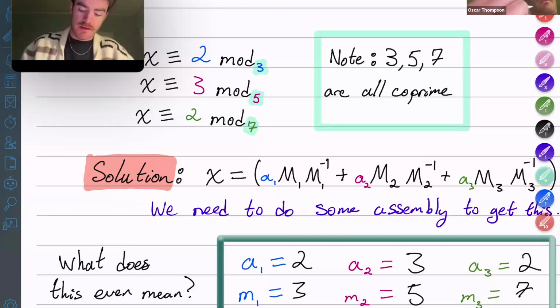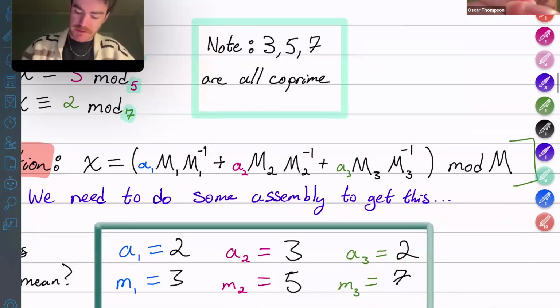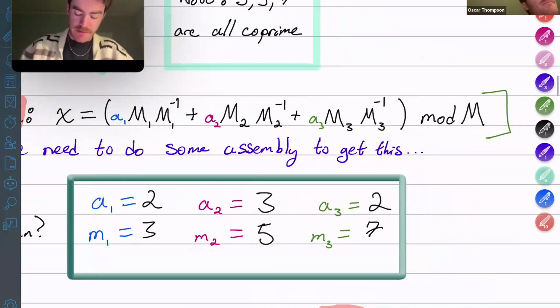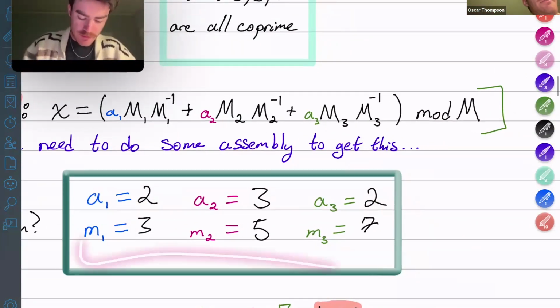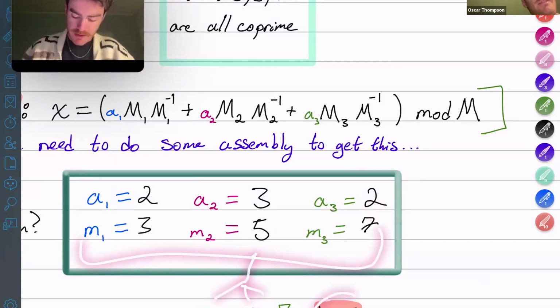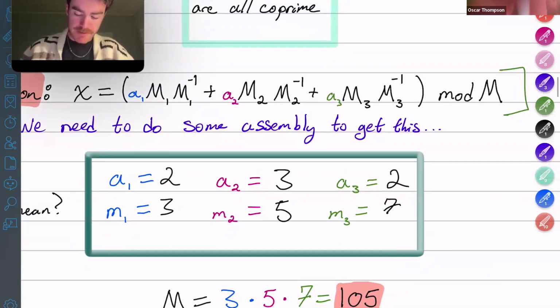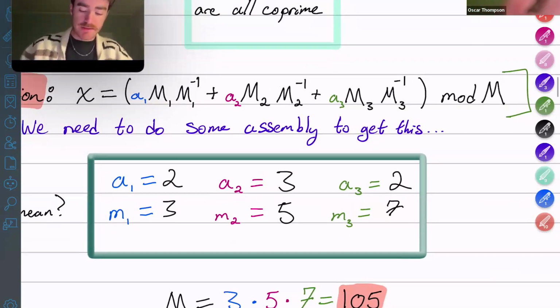So now we're going to use all of this to first get big M. Then we are going to get these still big, but subscripted M's. And then finally, we're going to get these inverses. All right, so let's start off. Big M, super easy. We just get all 3 of these, multiply them together, and we get a nice juicy 105. That is going to be what modulus we are going to get our answer in.